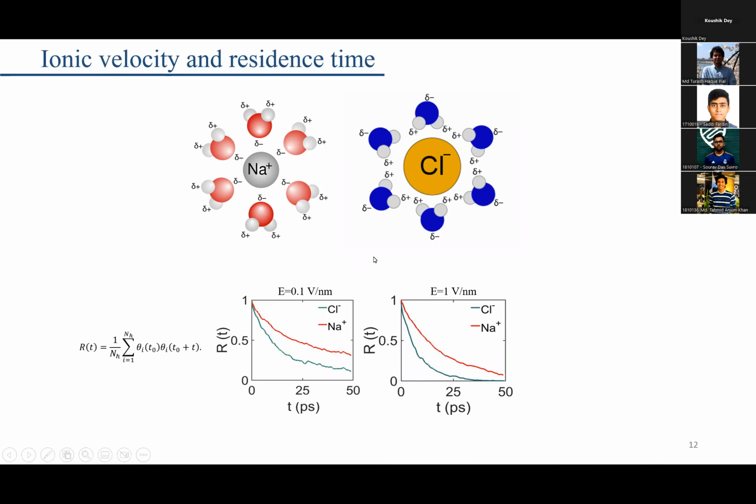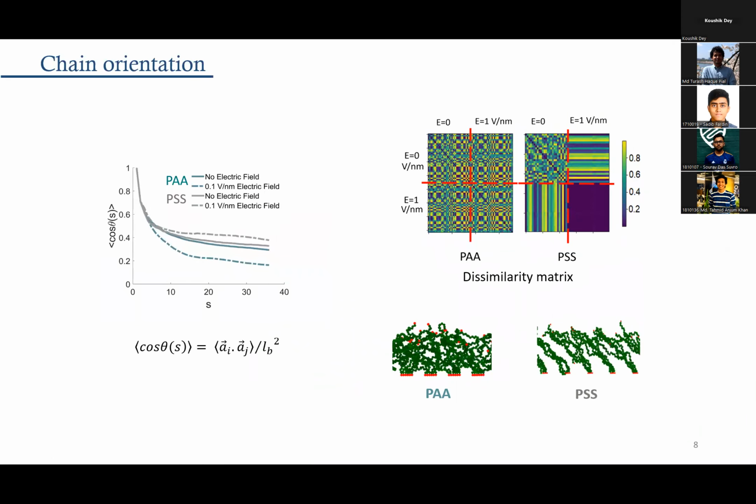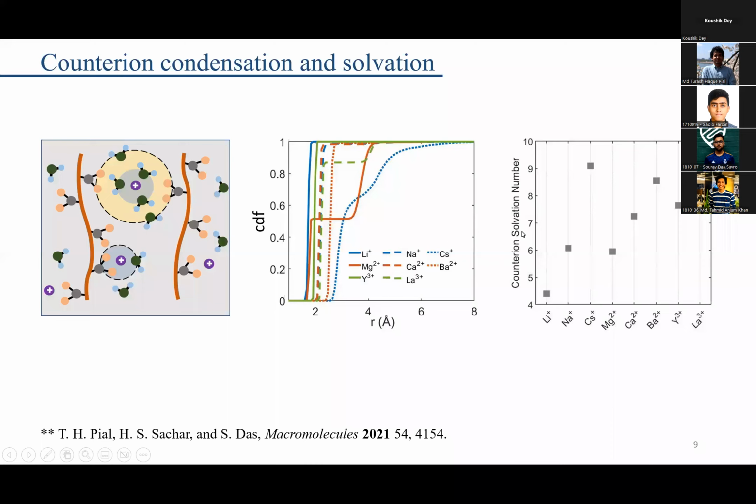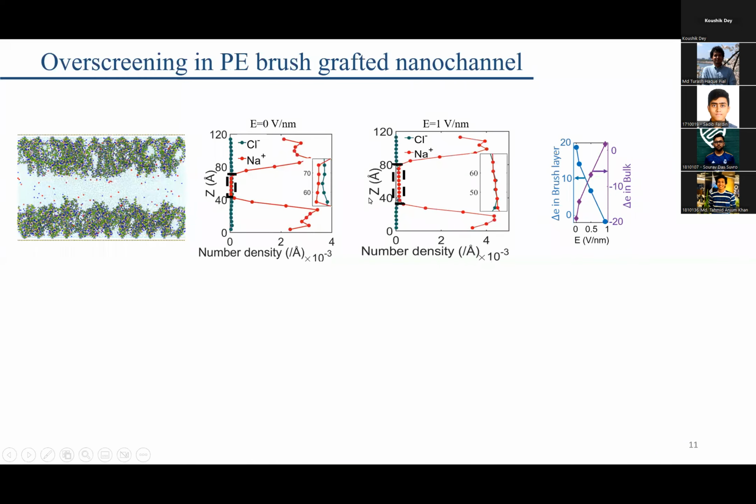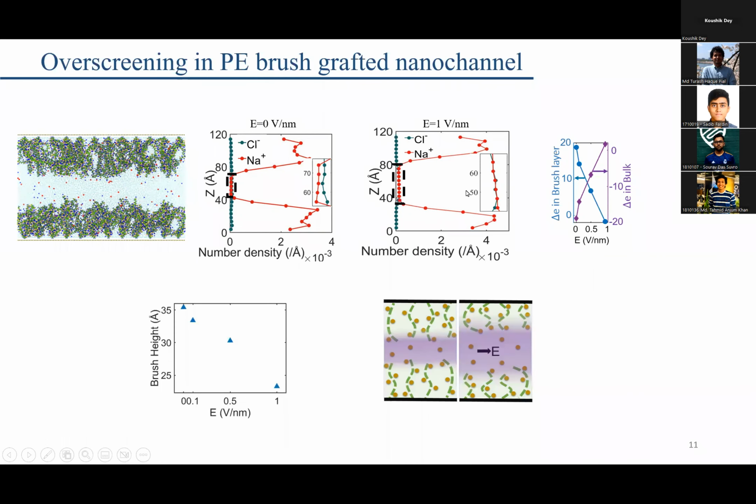As we can show from this previous study, even if you change the counterion type from sodium to cesium, let's say, cesium doesn't attach to the polyelectrolyte as much as sodium or lithium does. So what can it tell about the electroosmotic flow? If you change the valence or size of the ion, what will be your electroosmotic flow? From this study, we showed that the distribution of ion can be very important in dictating the electroosmotic flow.